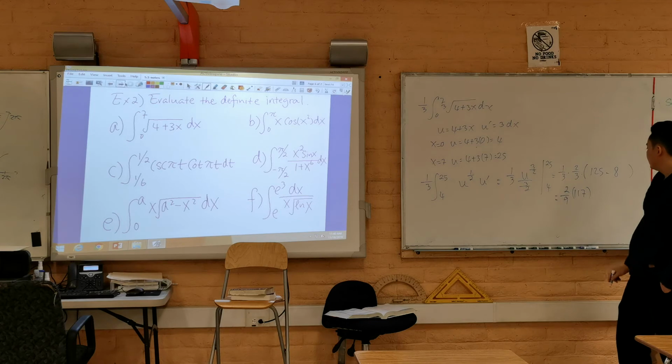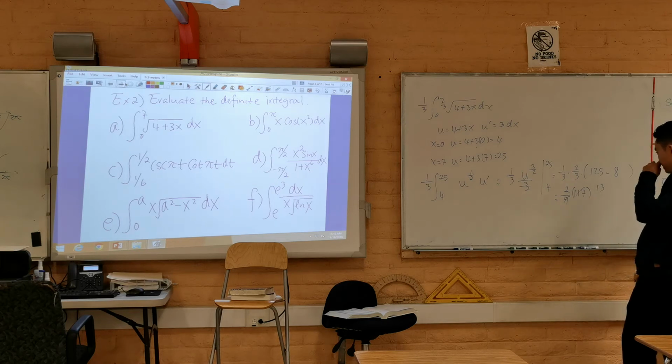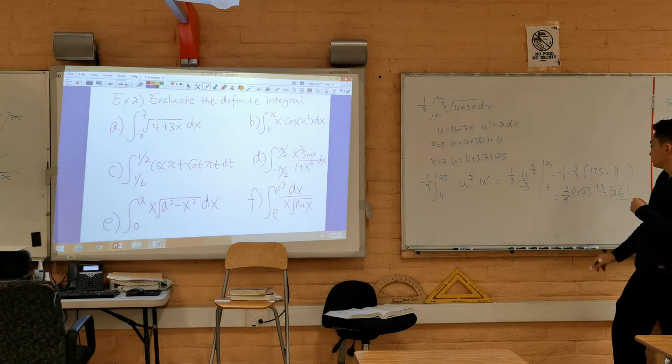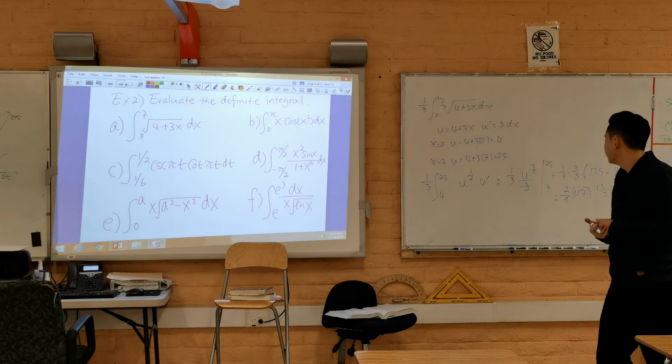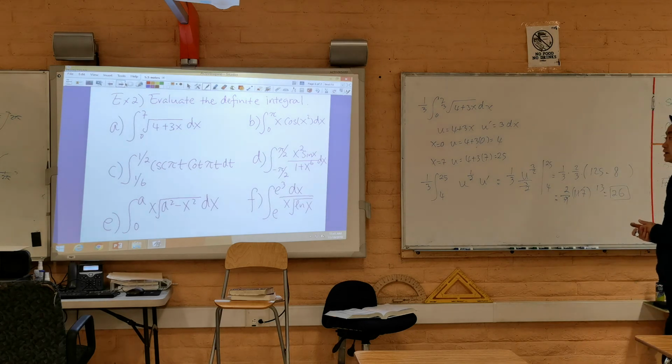And then cross cancel, so 9 goes into 117, let's see. Then that would be considered 13. And then 2 times 13, 26. And that's what we got for the integral. Again, this one is called a definite integral.